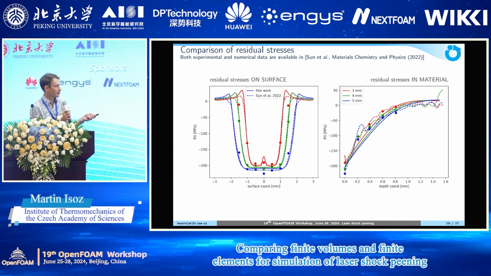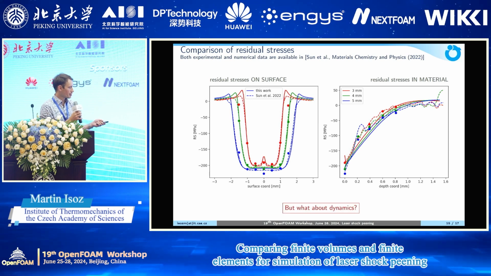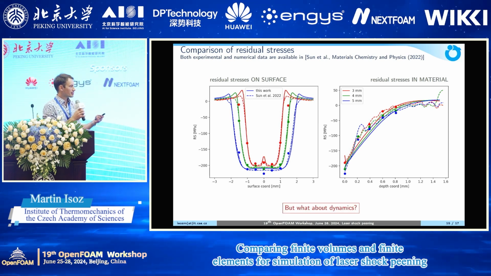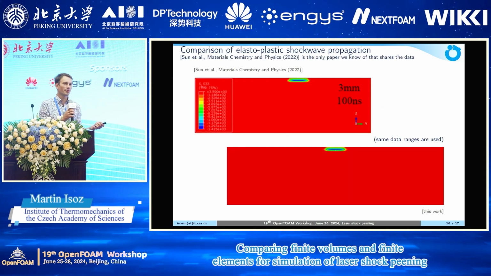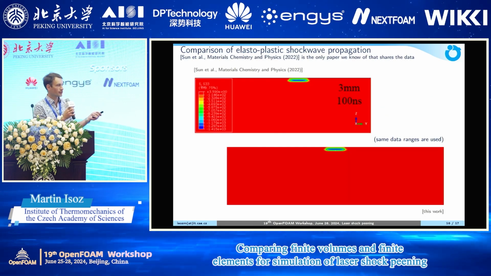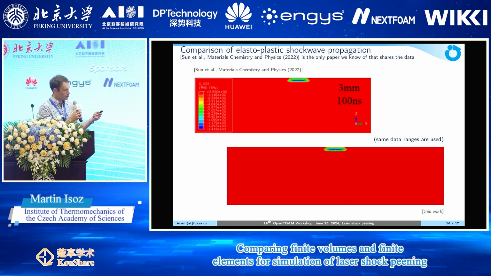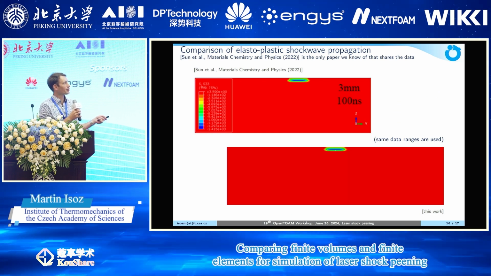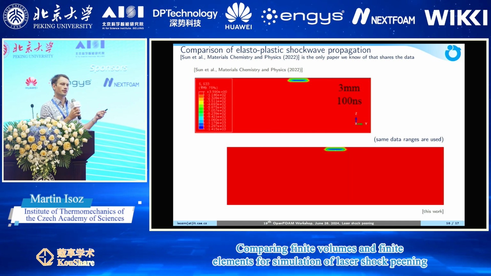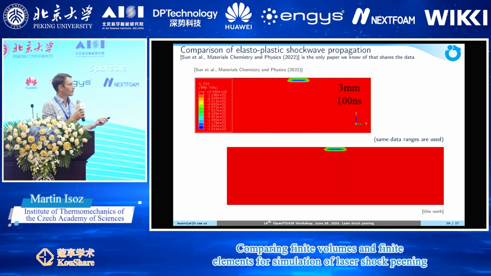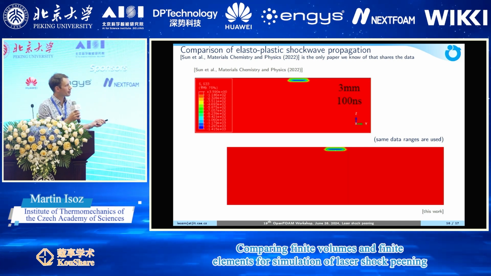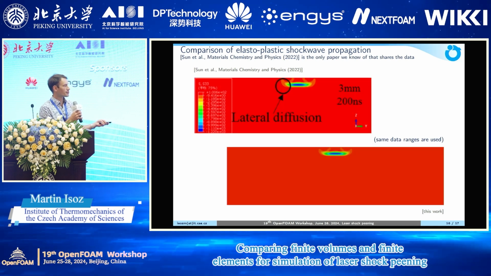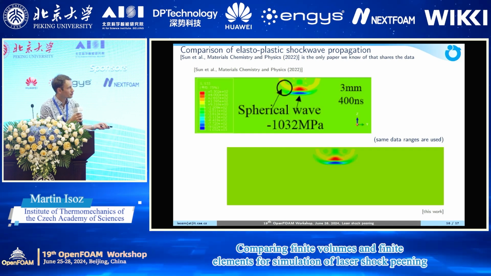But the main reason why we chose this paper is because it's basically the only one that we were able to find that also deals with the dynamics. So these are qualitative results of the elastoplastodynamic shockwave propagation, and everything is on the same scale. This one is finite element, it's Abaqus explicit, implicit, for those who are versed in this. And this is our simulation. The good news is that basically everything looks the same.